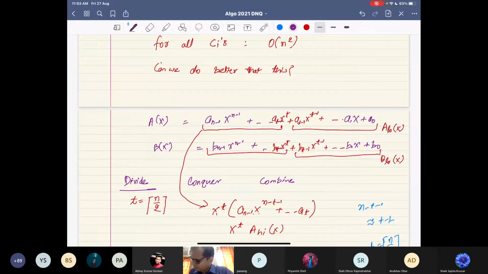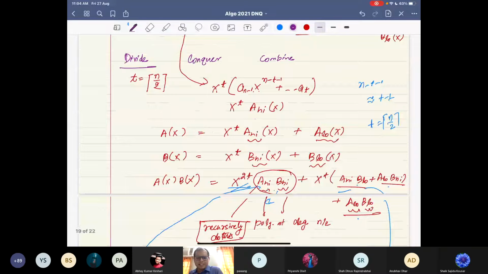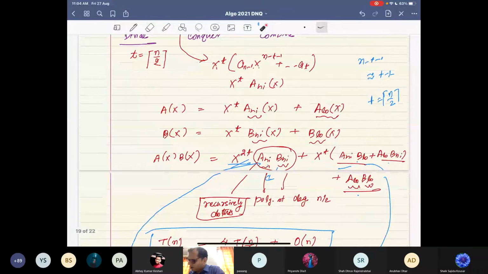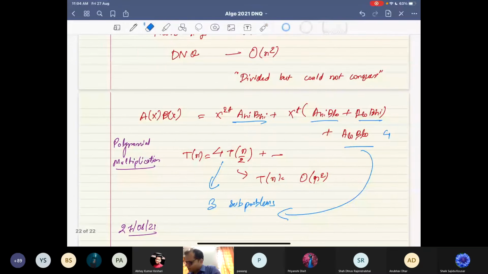And then we said, okay, can we use divide and conquer? We divided the polynomial into two parts, so each part has roughly n by 2 terms. We call that low and high. Then we said we can write it in this form, and from here I can get the final formulation as this. So that's where we were.